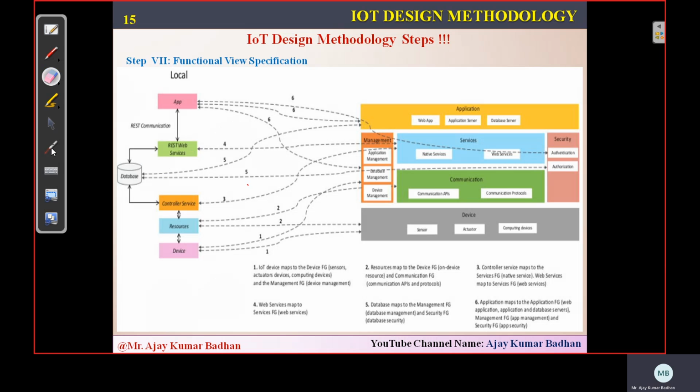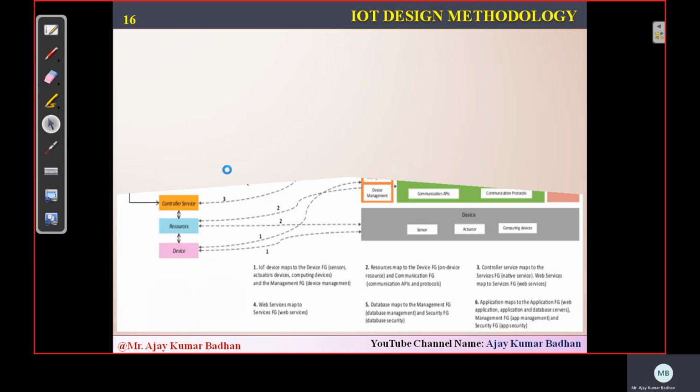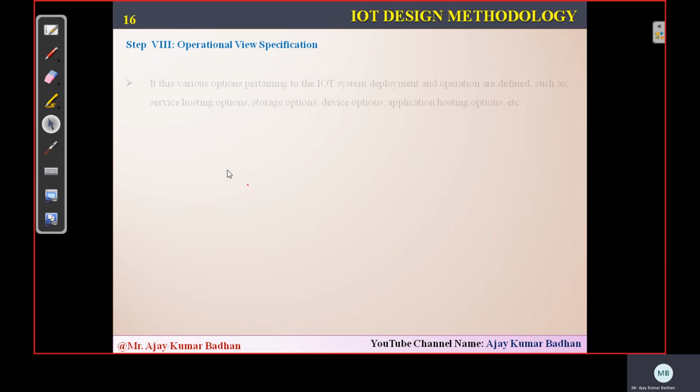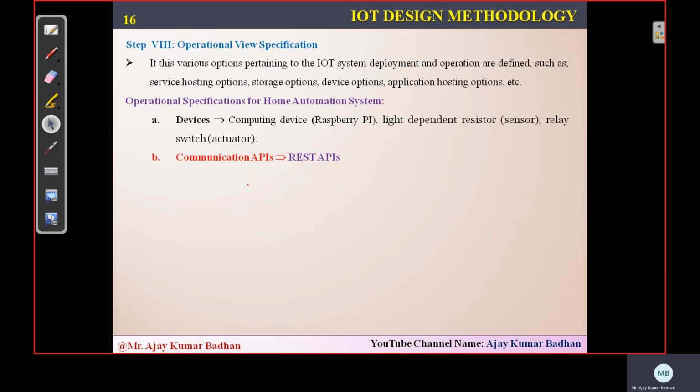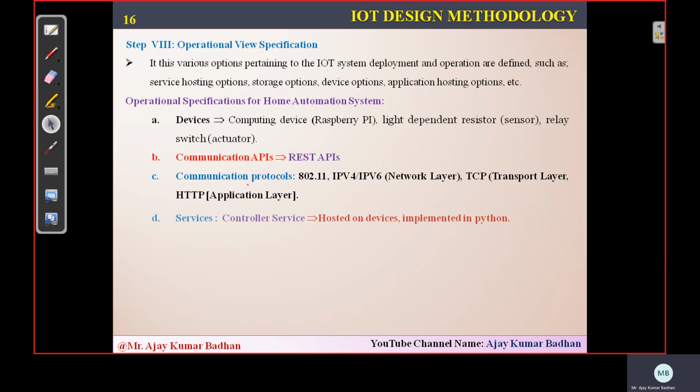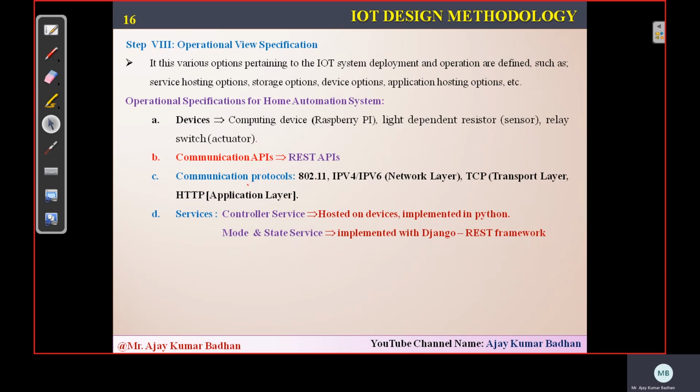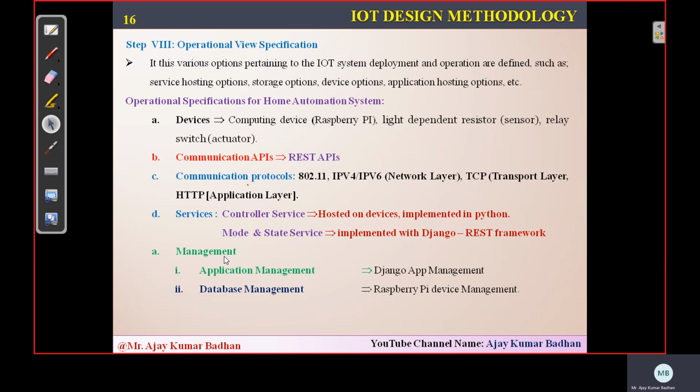In the same way, the next step is operational. Operational view specification allows us to provide the different operations the IoT system is going to perform, and that is what is represented here. You can see we have things similar to your functional specification: devices, communications, communication protocols, APIs, services. Services we have are the controller service and the mode service. And management, this is something new now.